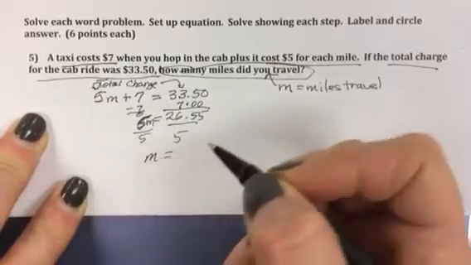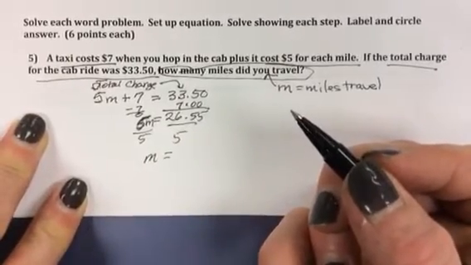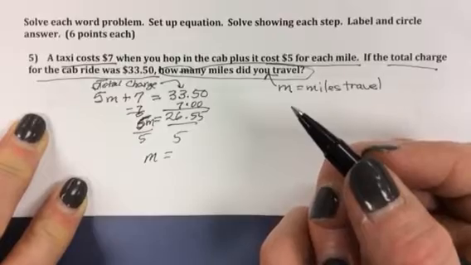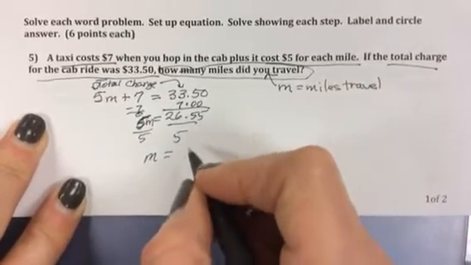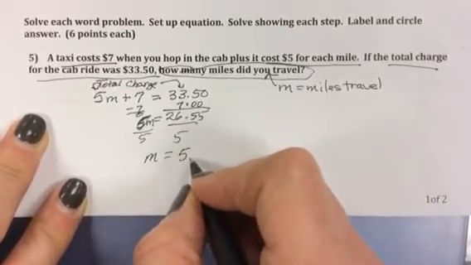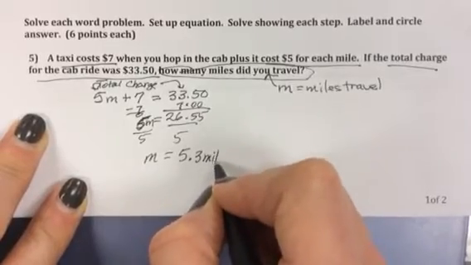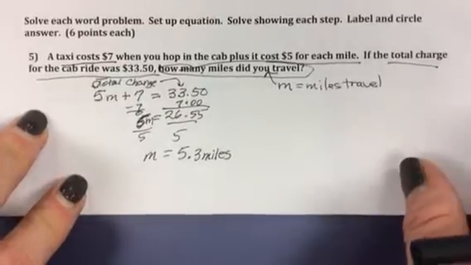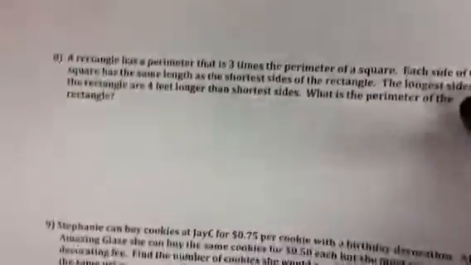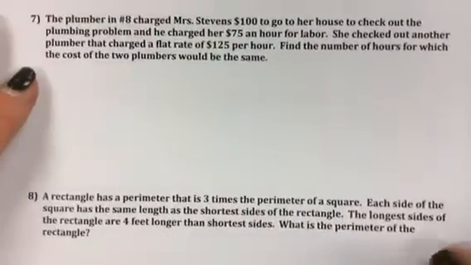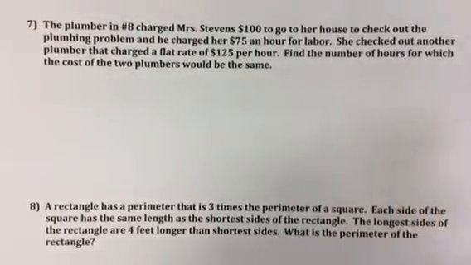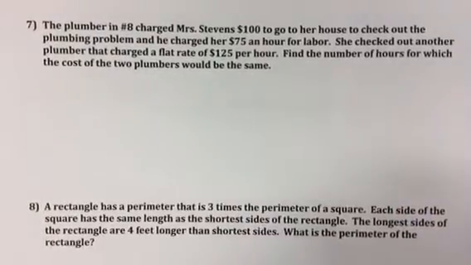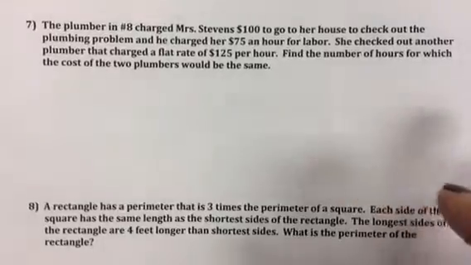So m will equal, and if you do that, you're going to get 5.3 exactly. So it's going to be 5 3/10 miles. And the good thing about that, on your trip odometer, it does have tenths of a mile on there. All right, and then number 7 on the next page. Number 7 says a plumber, or is that the one I said I was going to do? Yeah. Okay.